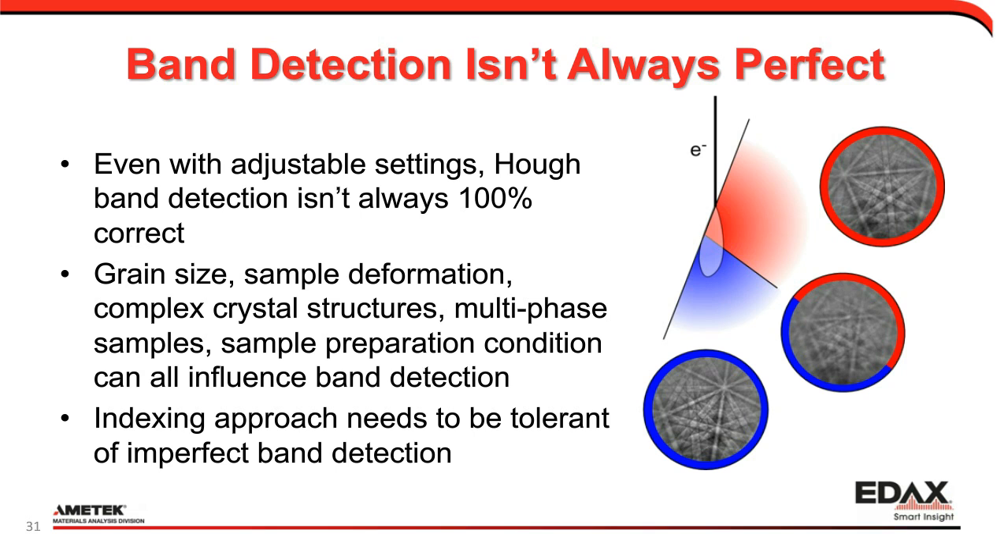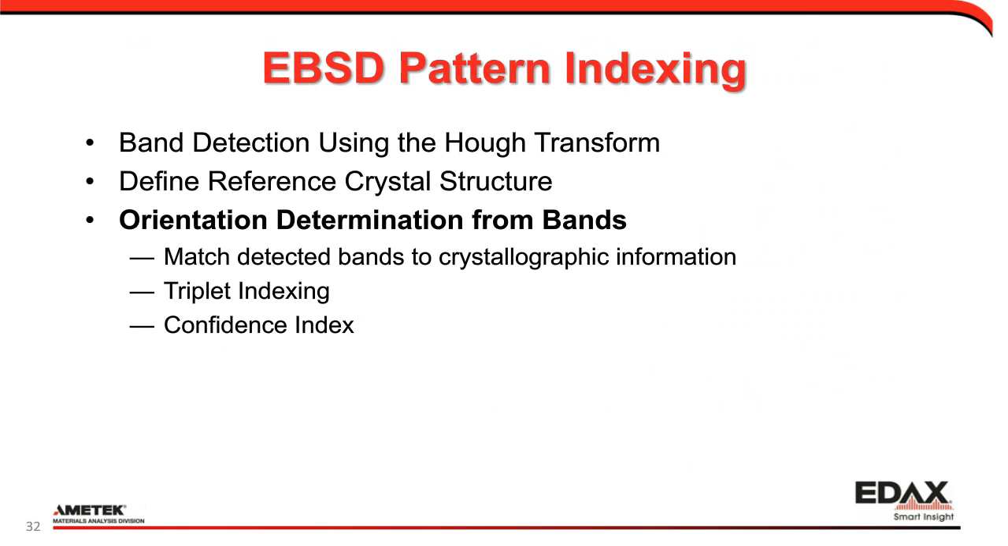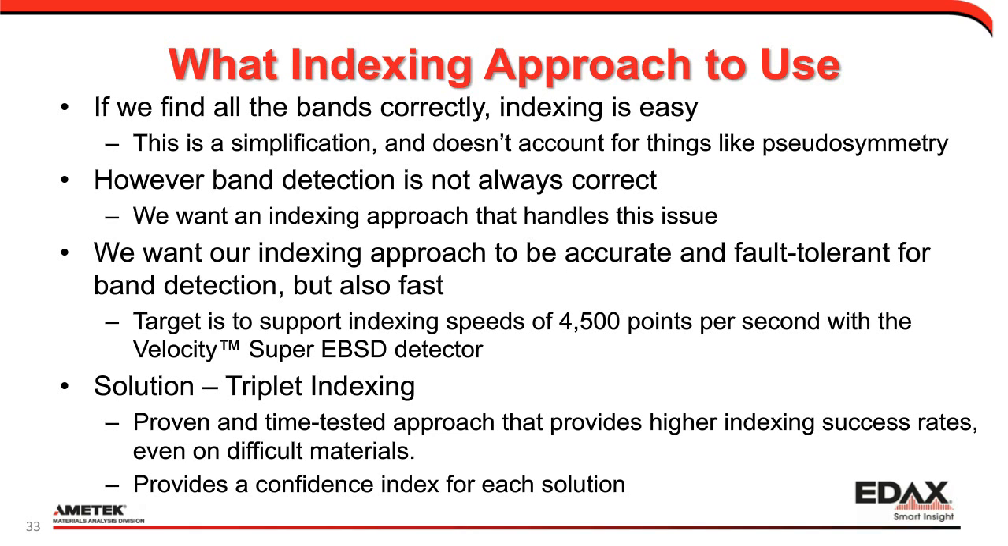So that leads us to how we determine the orientation, and we want to make this fault tolerant for band detection. And so the way we do this is with what we call triplet indexing. The reason we do this, like I mentioned, is if we find all the bands correctly, indexing is generally easy. This is a little bit of a simplification when we start talking about things like pseudosymmetry, but if we find the bands perfectly, indexing is generally easy, but we know it's not always perfect. And so we want to be able to handle that, but in addition to wanting those things, we also want it to be accurate and we want it to be fast.